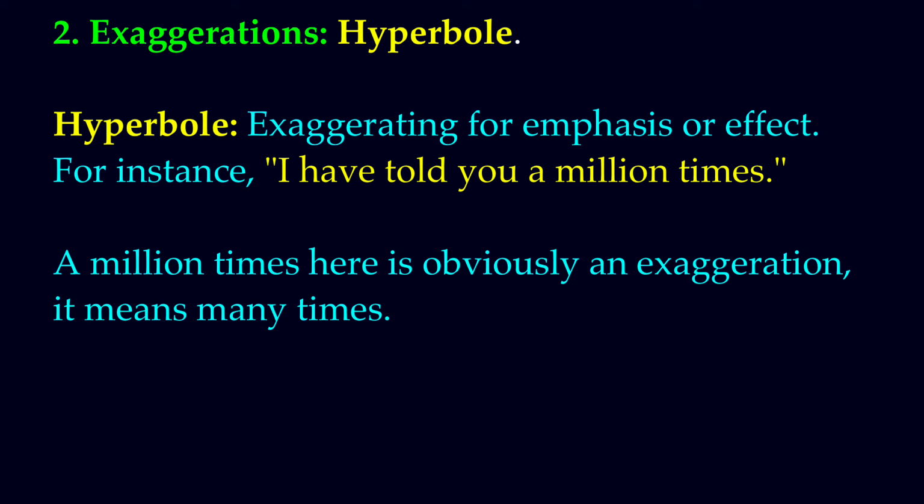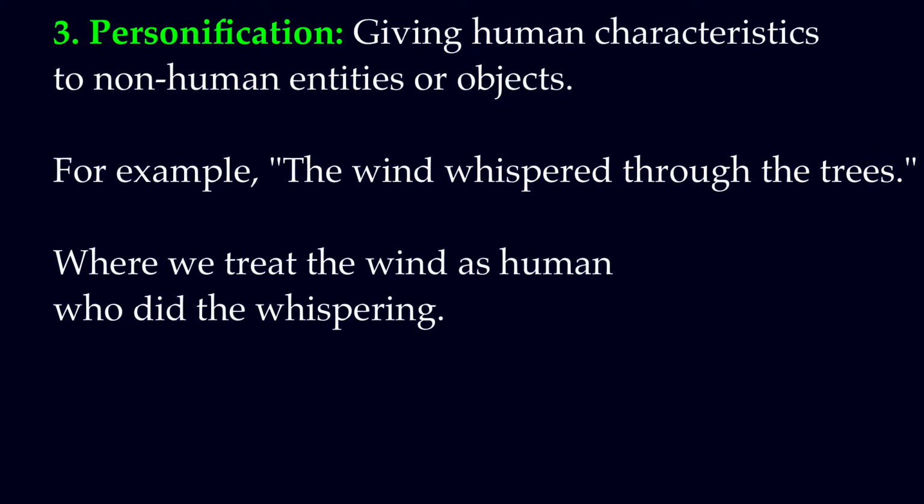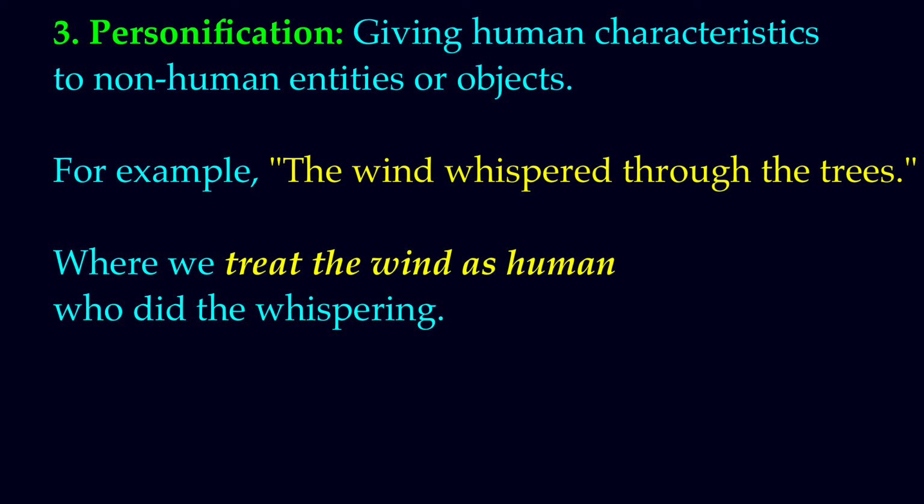A million times here is obviously an exaggeration. It means many times. Third category is personification, which is giving human characteristics to non-human entities or objects. For example, the wind whispered through the trees, where we treat the wind as human who did the whispering.